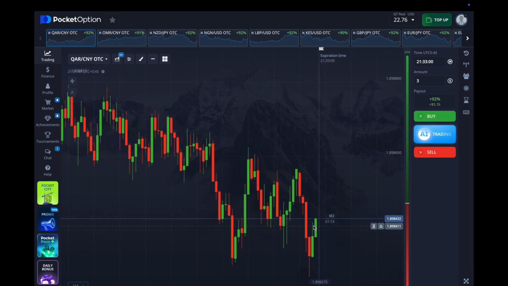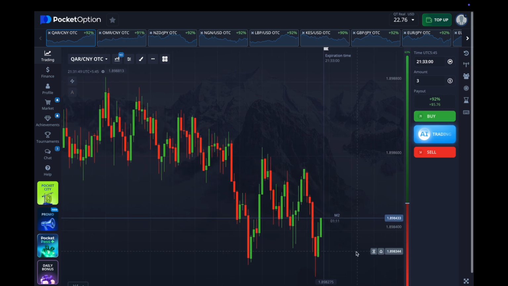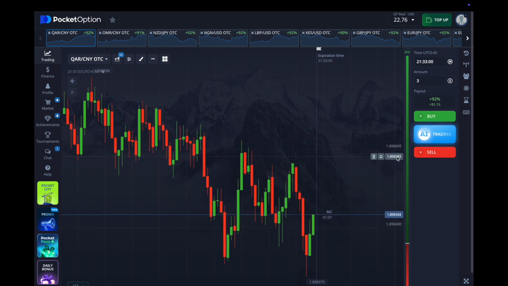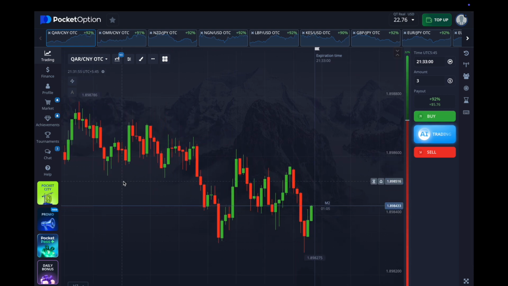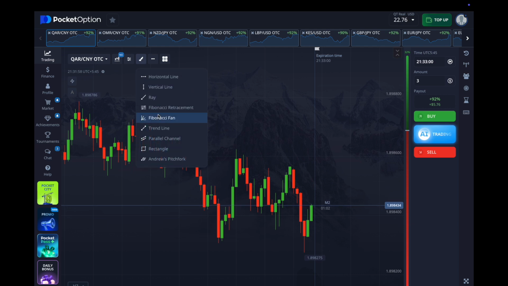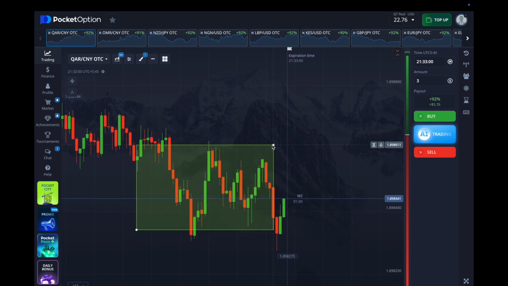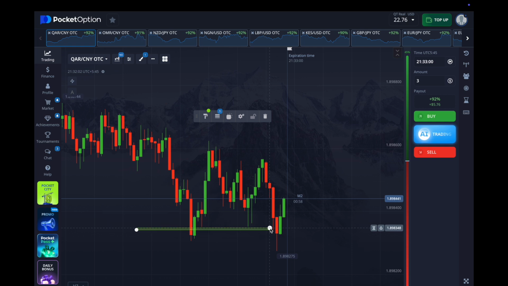Look at this carefully. The last red candle just swept the lows of the previous left leg. This level right here, that's where liquidity was taken. But here's the key. The candle did not close below the level. Instead, it left a strong rejection wick. That tells us sellers tried to push lower but failed.